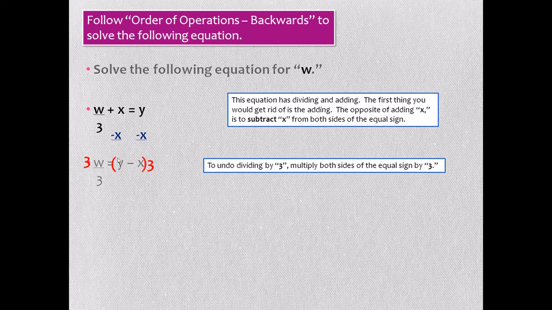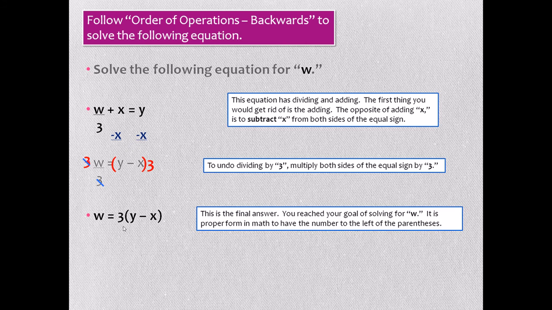So notice what I did. The entire side. Not just put a 3 on the end, the entire side. That's why the parentheses came in. And look at this. My 3's are going to cancel out because 3 divided by 3 is 1, and I'm left with 1w. And I'm left with this quantity, y take away x, in parentheses times 3. And again, proper math form would tell us to put the 3 right over here, and that's going to be our final answer.